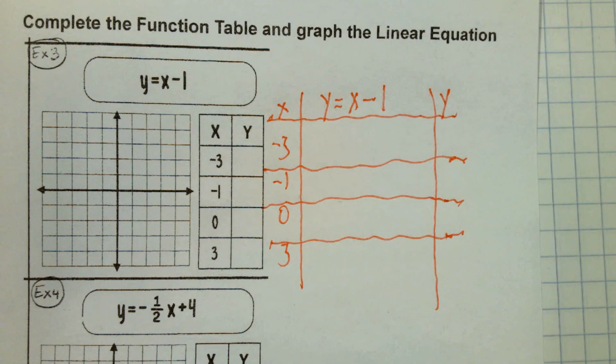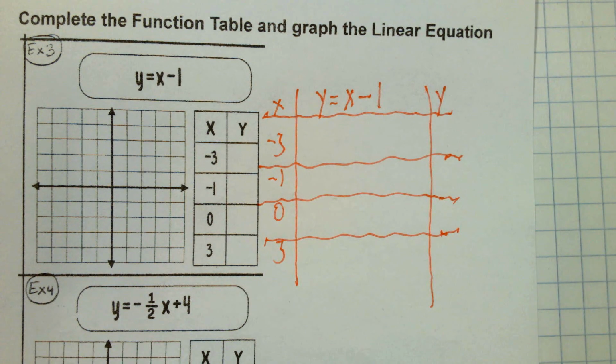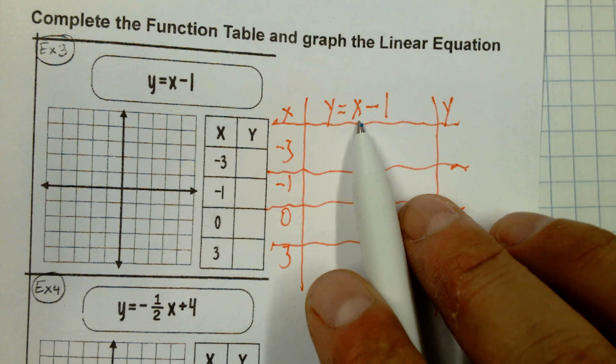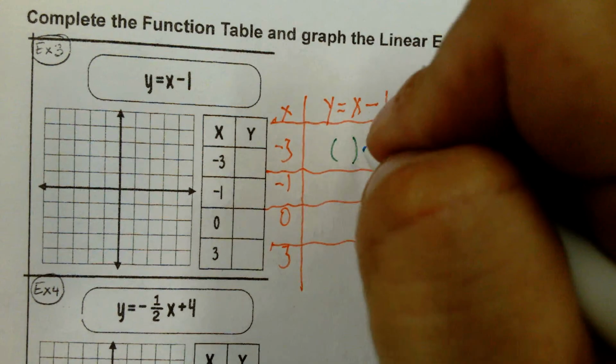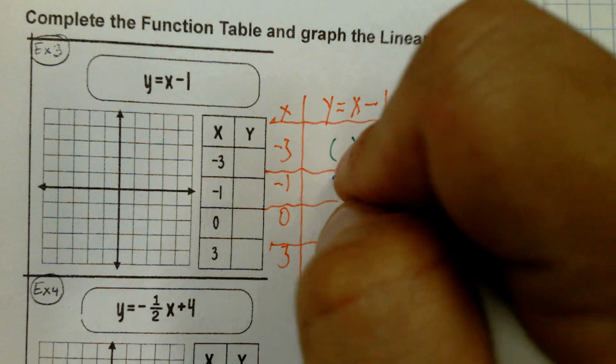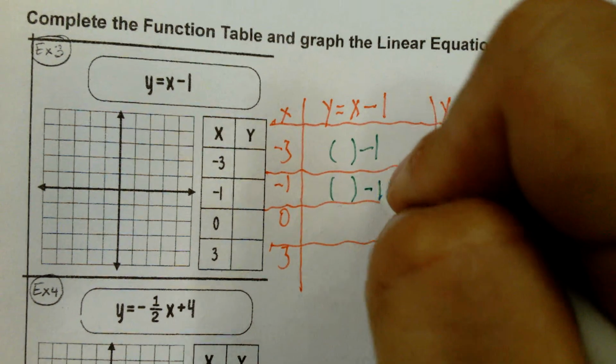Okay, here we go. So let's see. The rule says take x, take whatever x is, take away 1. So x is going to go here, -1. X is going to go here, take away 1.